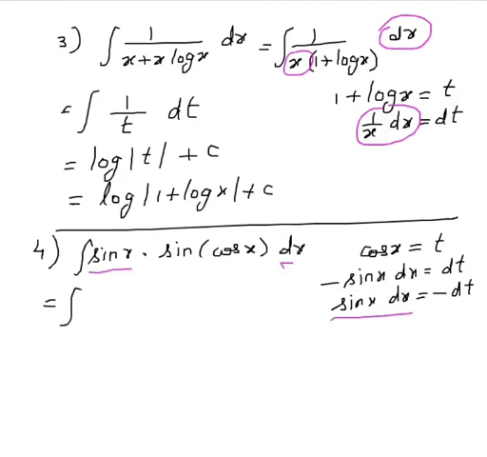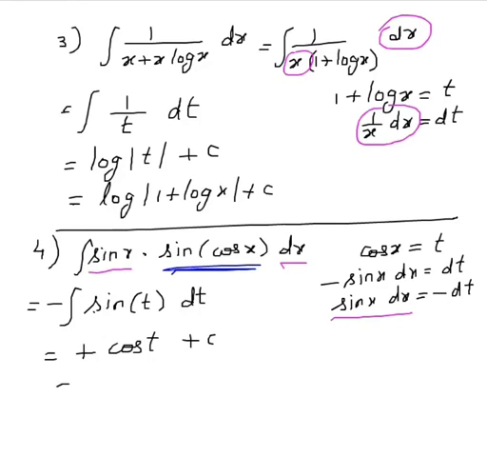We have sin x dx, which becomes minus dt, sine of t. An integral of sine t is minus cos t. Minus of minus will become plus cos t. And substitute for t, therefore cos of cos x plus c is the answer.